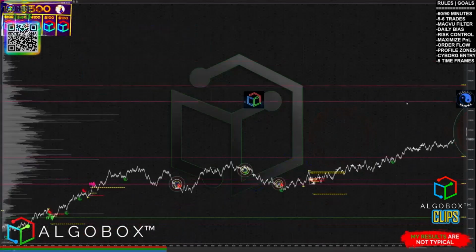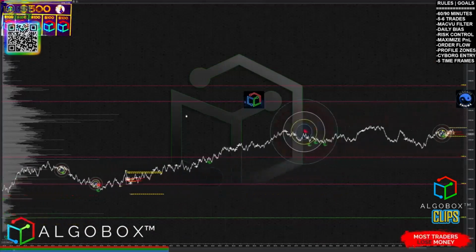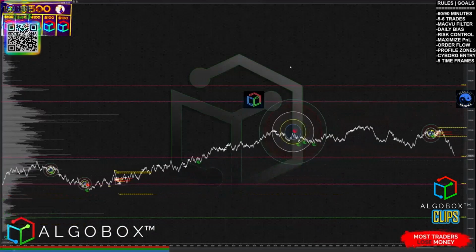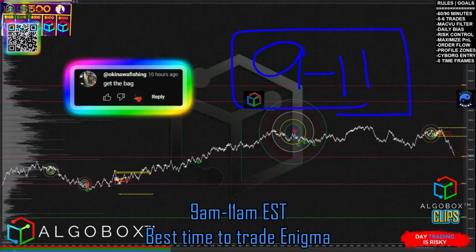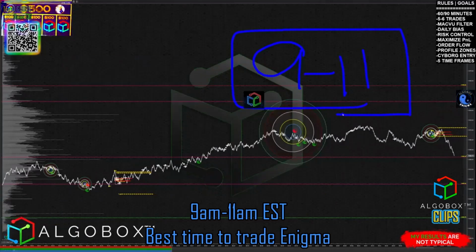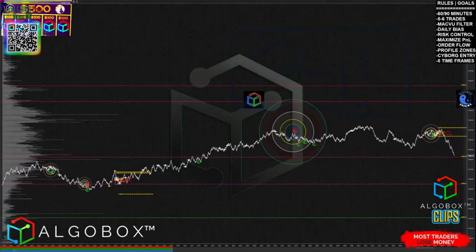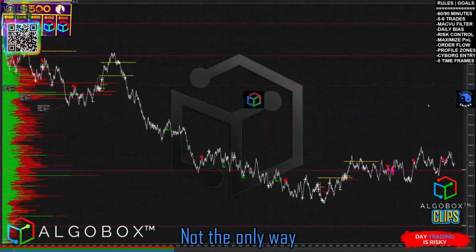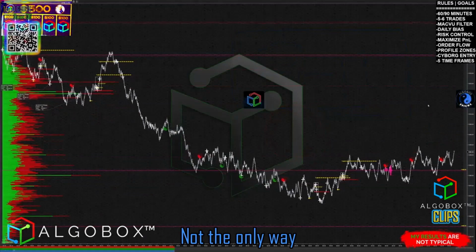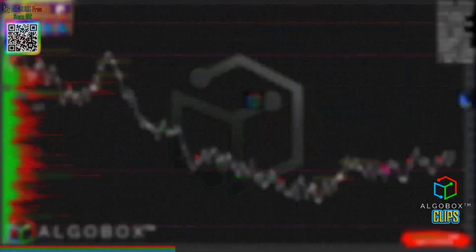Take into account time of day too. This is pre 9 a.m. I really don't recommend doing this pre 9 a.m. So this is 8:54. You want to do this after 9 a.m., especially between the hours of 9 to 11. According to our stats, historically, 9 to 11 is the best time of day to trade the Enigma. Any questions around the simple cadence strategy around Enigma? It's not the only way to play it. I'm just saying that is one way to play it.